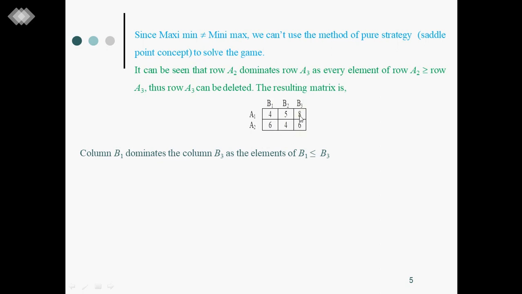Hence, delete B3. Column B1 or column B2 dominates the column B3 as the elements of B1 or B2 are lesser than or equal to B3. Column dominance you have to apply here. Hence, B3 can be deleted. So, thus the reduced matrix is 4, 5, 6, 7. Please retain A1, A2, B1, B2 because B3 is deleted. B3 will not come into the picture. A3 also will not come into the picture.